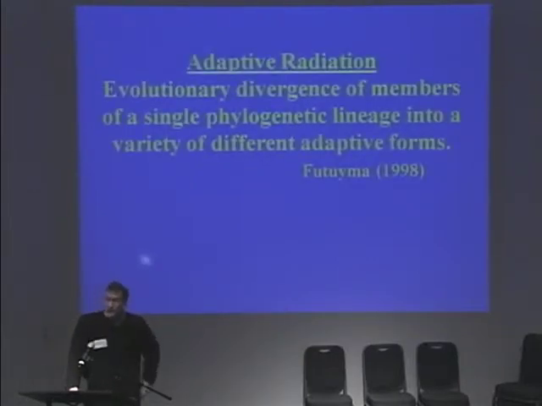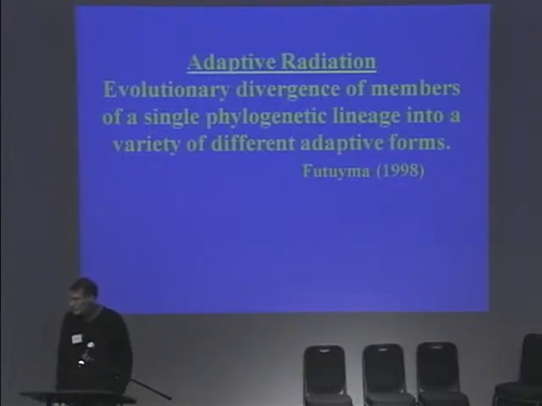defining adaptive radiation. Now, there are many definitions in the literature, but I think Doug Futuyma's definition from his 1998 textbook really captures the essence of what most people think about. Adaptive radiation is evolutionary divergence of members of a single phylogenetic lineage into a variety of different adaptive forms.